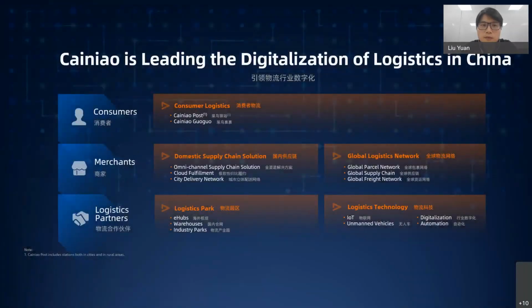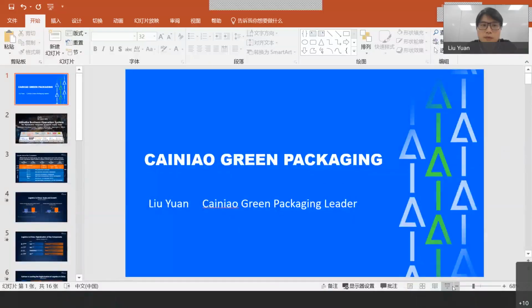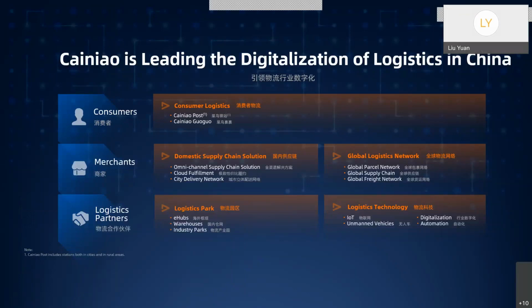So actually, in 8 years' time, Cainiao has defined 3 different customers: the consumer as a customer, the merchants as a customer, and the logistics partners as our customers. Cainiao has also launched 5 business units to serve the different customer types.